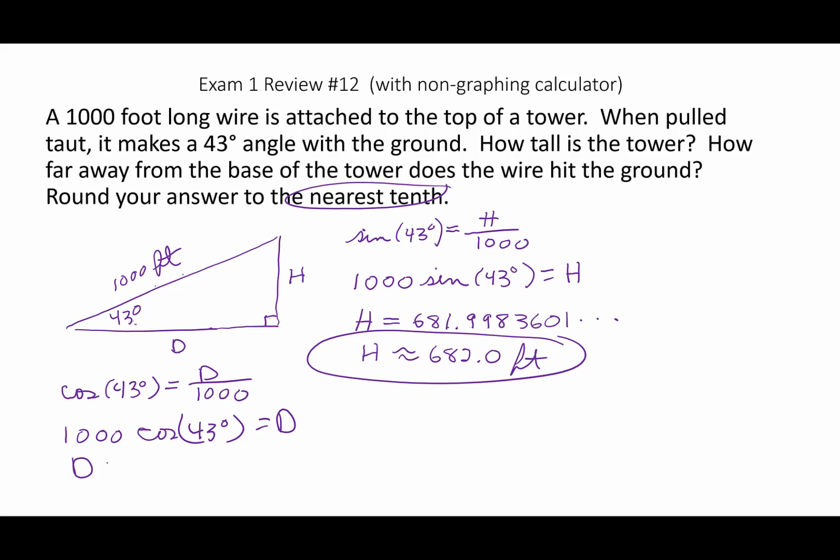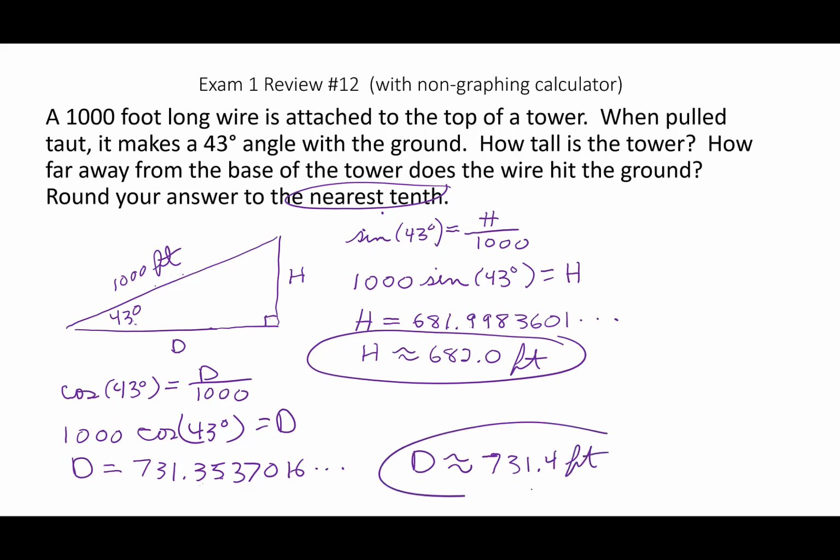So here on your calculator, you would get that the distance here is equal to 731.30353537016, and we would round that to the nearest tenth, which would be the distance is approximately equal to 731.3. If there's a 5 to the right of the 3, I'm going to round up. So I'm going to write this as 731.4 feet. Okay, so there we go.